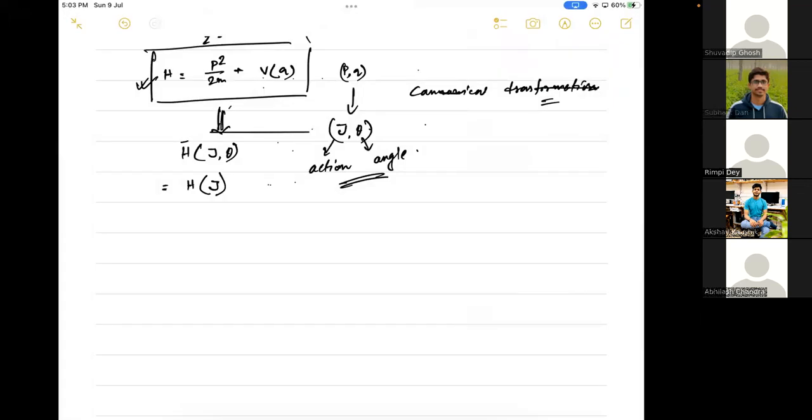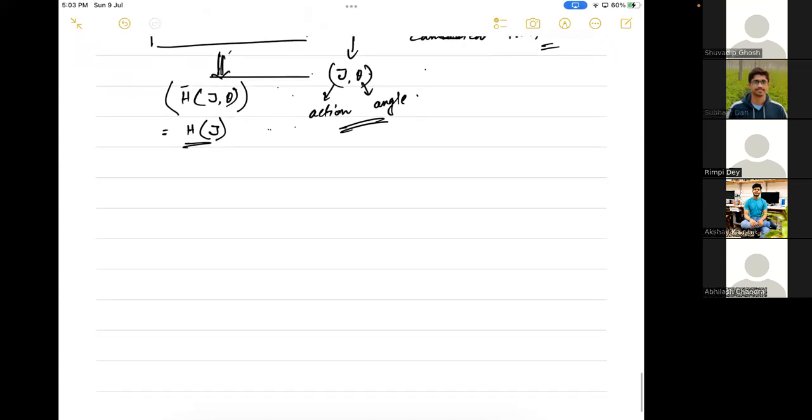Now, if you transform this Hamiltonian into J and theta, and express the old Hamiltonian as a new Hamiltonian that is a function of J and theta, then for an integrable case, the Hamiltonian will be only a function of action J. It will be independent of theta.